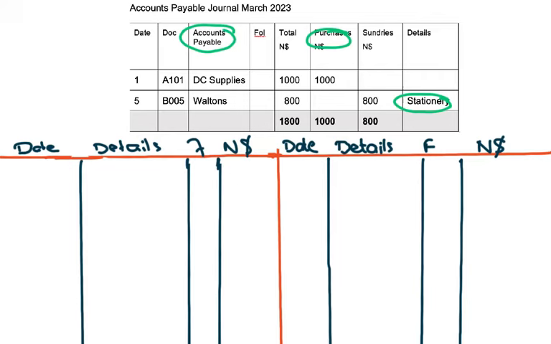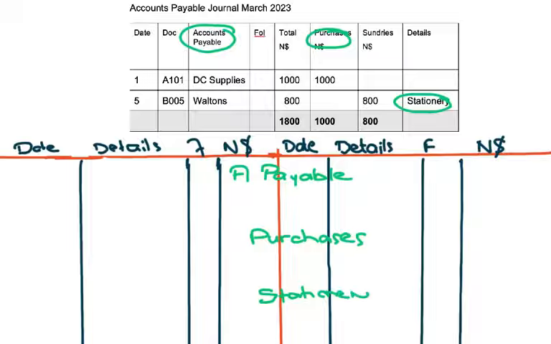Now let's quickly start to do the first one. I have accounts payable, then I have purchases, and I have stationery. All right, we have our account names. Now we need to look at the debits and credits. Accounts payable is a liability, so it increases on the credit side. So whenever you buy from someone on credit, your debt will increase. So I will add that or enter that on the credit side.